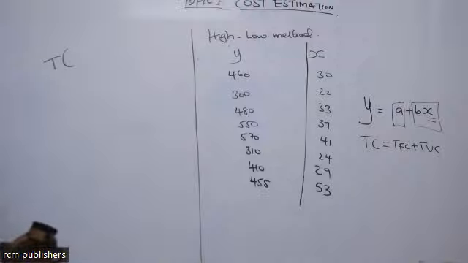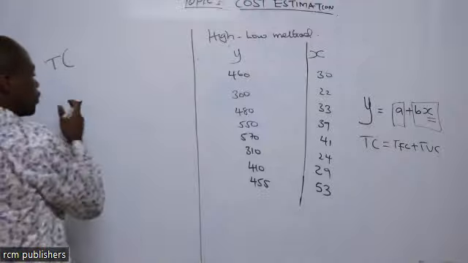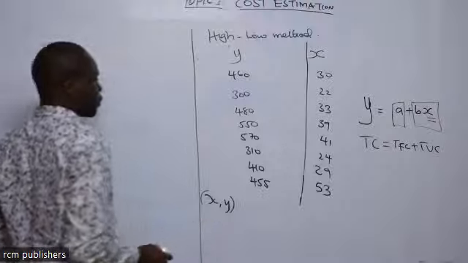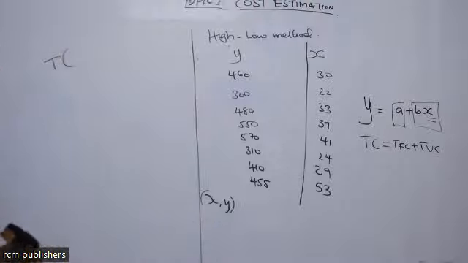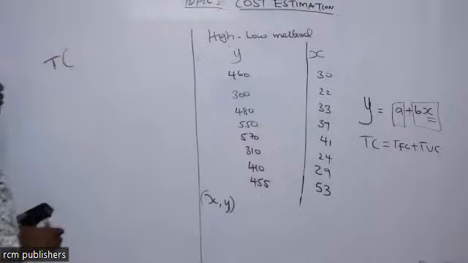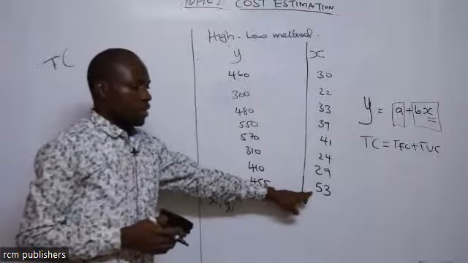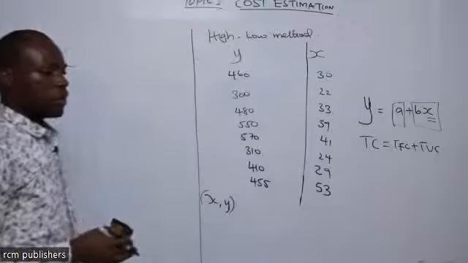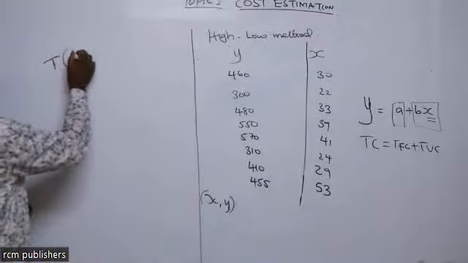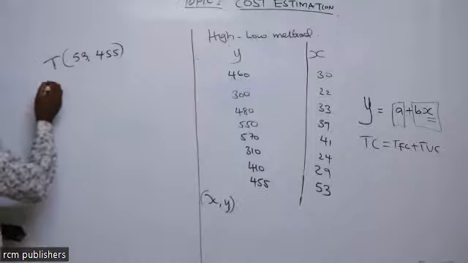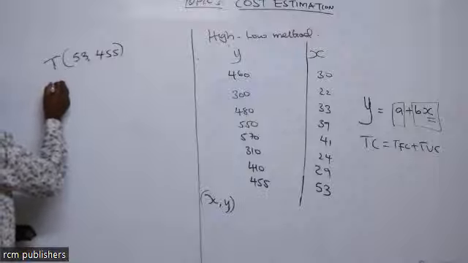Can someone tell us the combination? And remember, when you're going to give the coordinates, we normally start with x, comma, y. So can someone give us the combination of the highest value? Let's call it coordinate T. What will that coordinate be? 53. So we are having 53, 455 as the combination of the highest value. Okay.